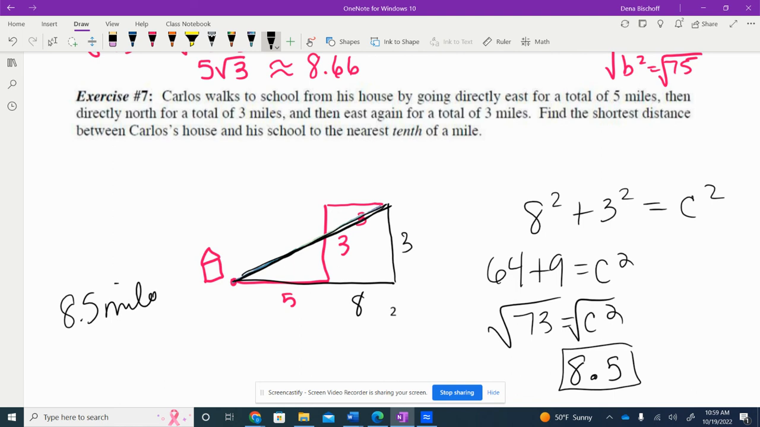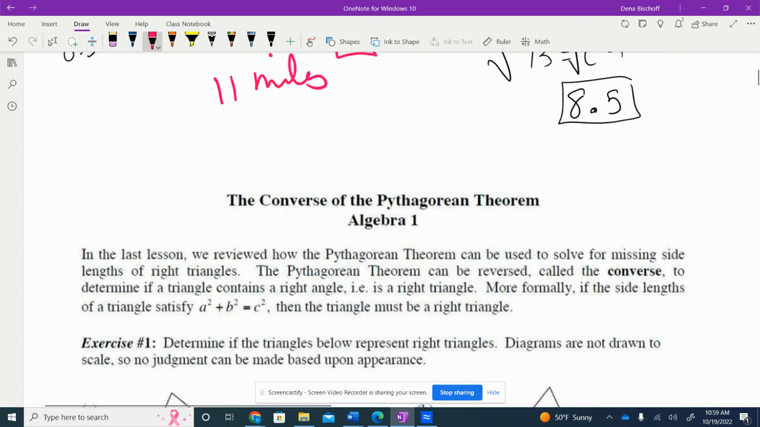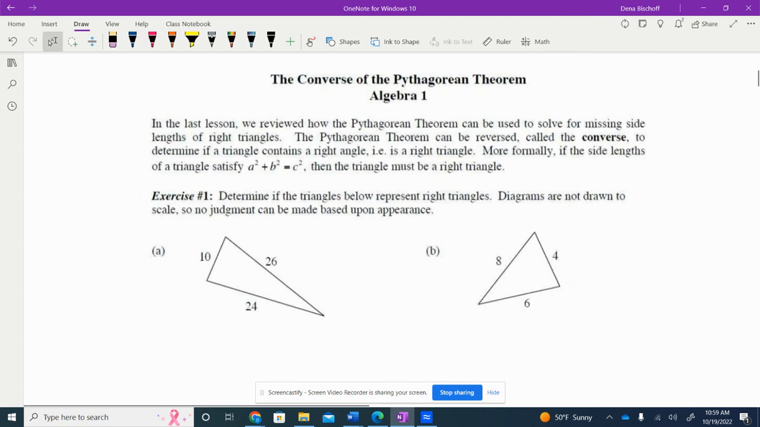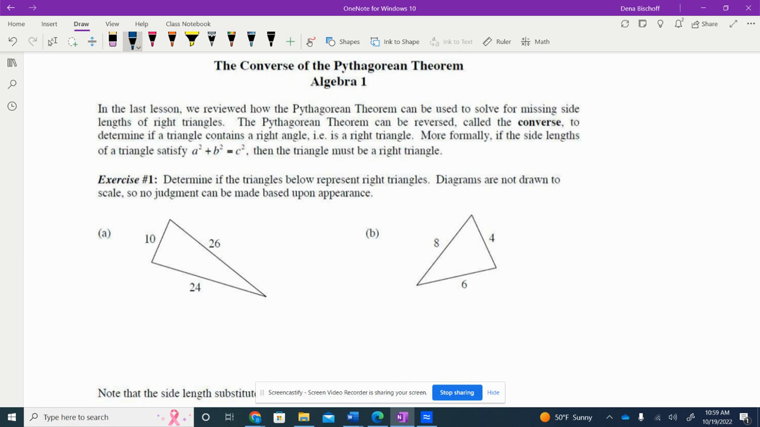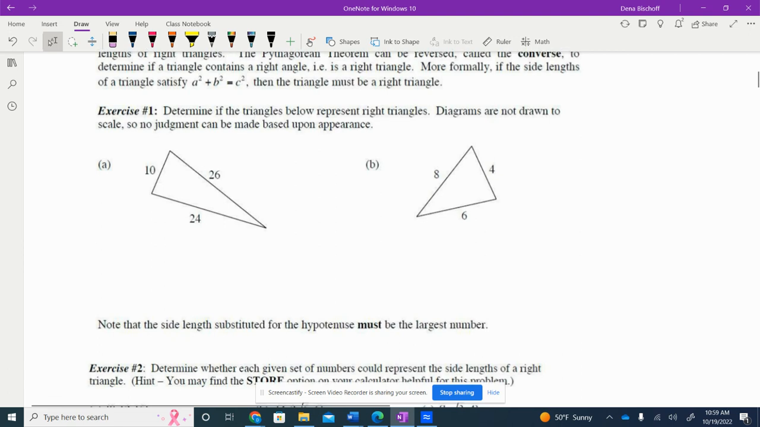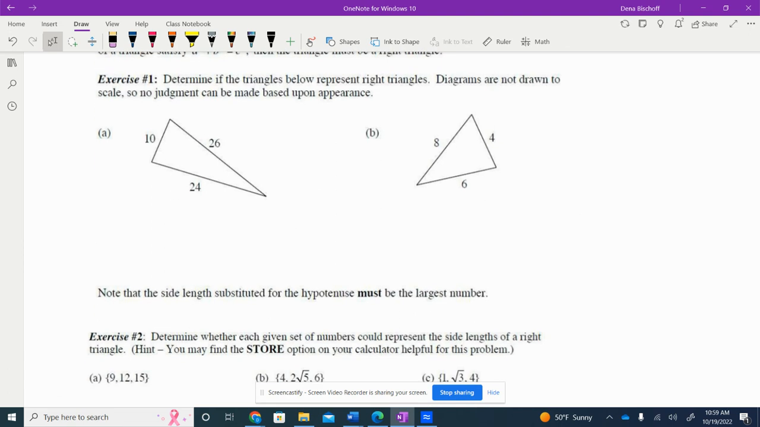if he traveled down this path versus the 8 east plus 3 north, which is 11. Okay, so he would have saved himself almost 3 full miles. All right, so now let's talk about the converse of the Pythagorean theorem. The converse of the Pythagorean theorem lets us prove that something is a right triangle. Okay, so we use the converse to prove that something is a right triangle.